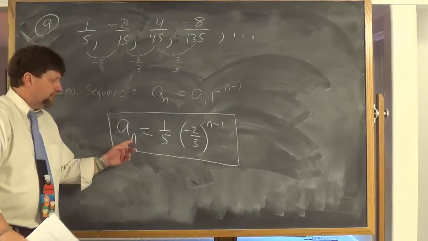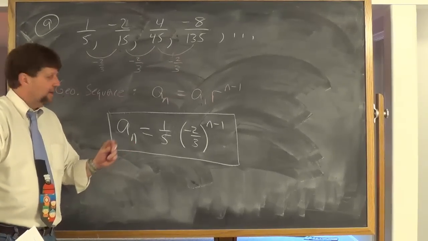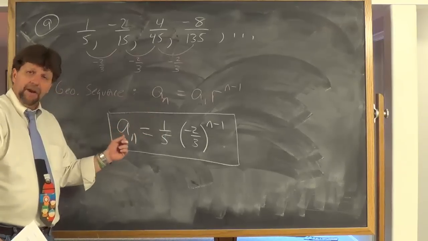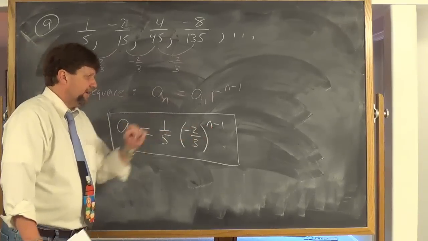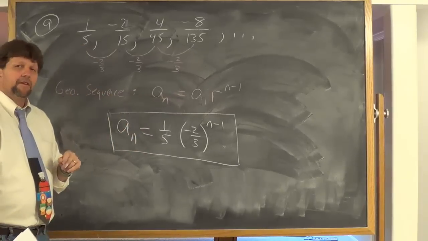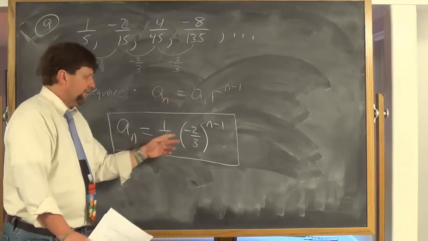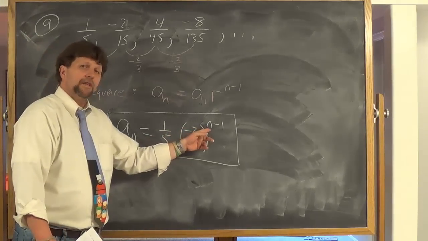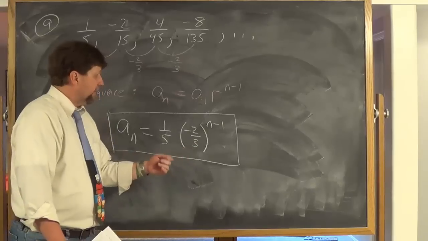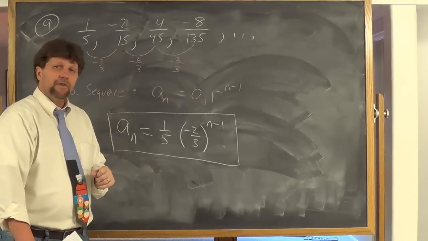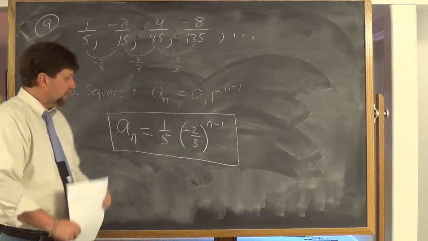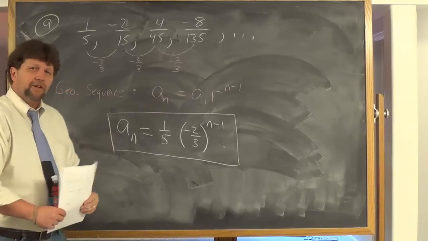And keep in mind, you can check your answer to see if it's correct. Put a 1 in for n and find a sub 1. Does it give you 1/5? Yes, it does. Put a 2 in for n. So 1/5 times negative 2/3 to the 2 minus 1, or first power, will give you a negative 2/15. So you can actually check your answer. But that's it for number 9.